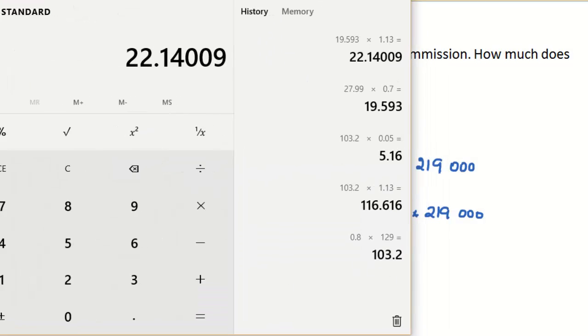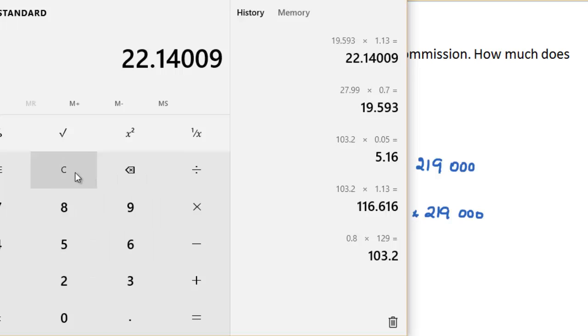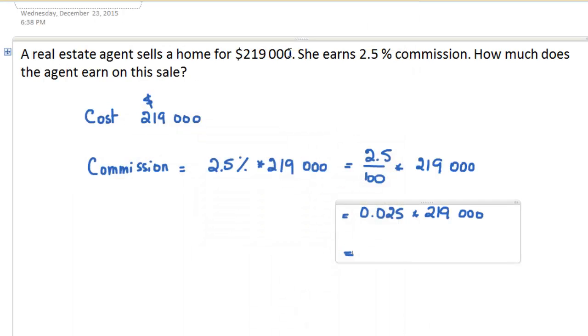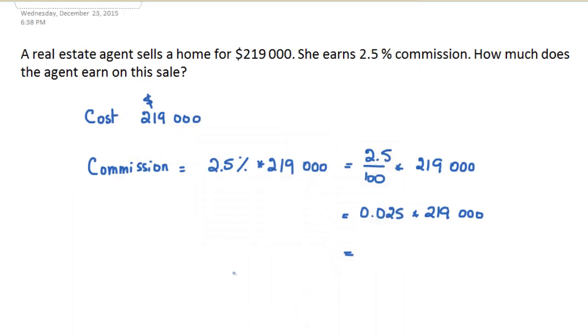So now let's see this calculation with the calculator. We are saying the house is 219,000 times 0.025 equal 5,475. So this is going to be the amount that the real estate agent will get as a commission.